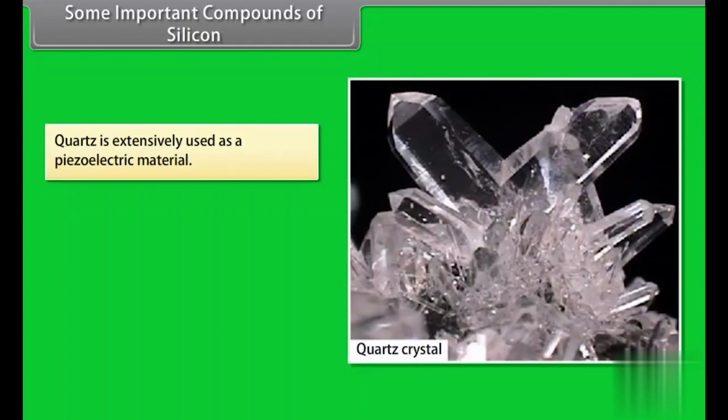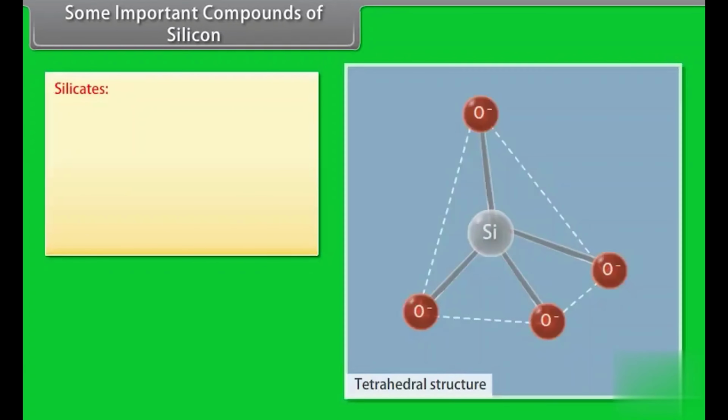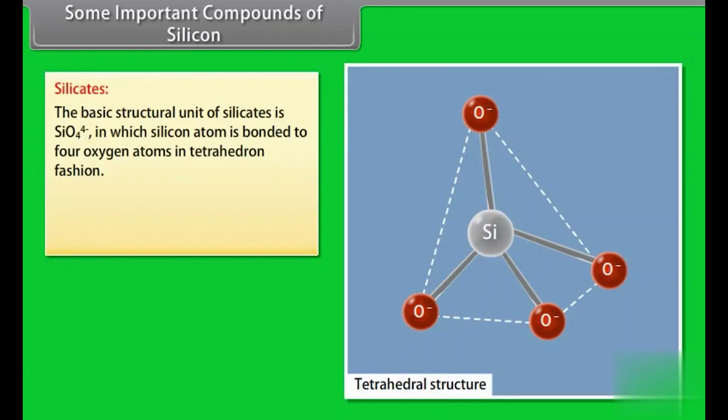Quartz is extensively used as piezoelectric material. Silica gel is used as drying agent and as a catalyst. Silicates. The basic structural unit of silicates is SiO4 4-, in which silicon atom is bonded to 4 oxygen atoms in tetrahedron fashion.